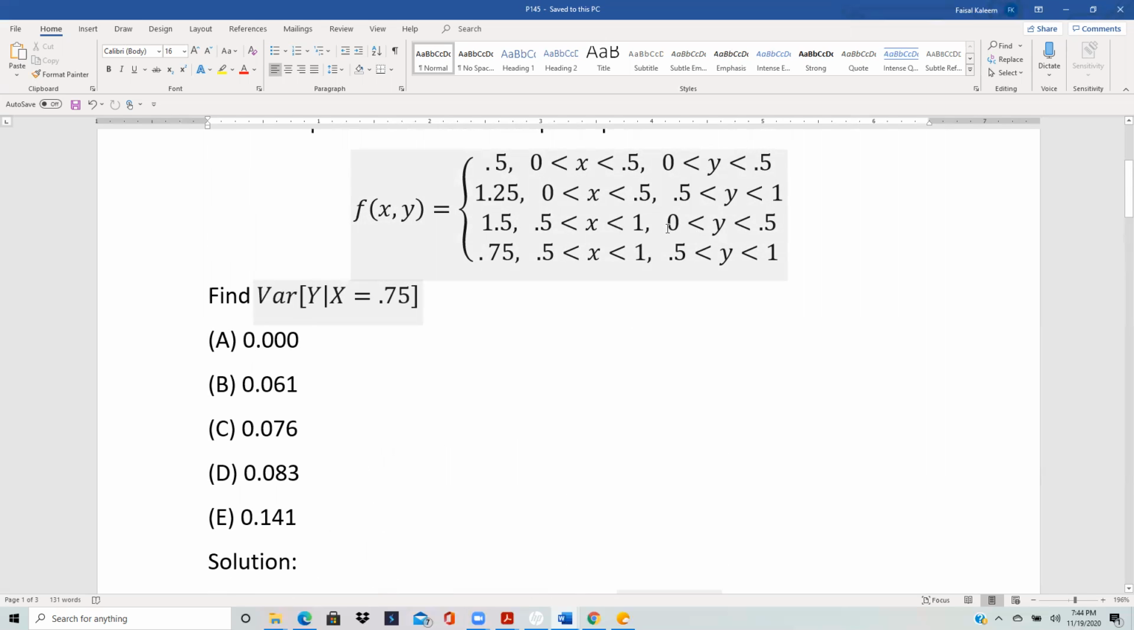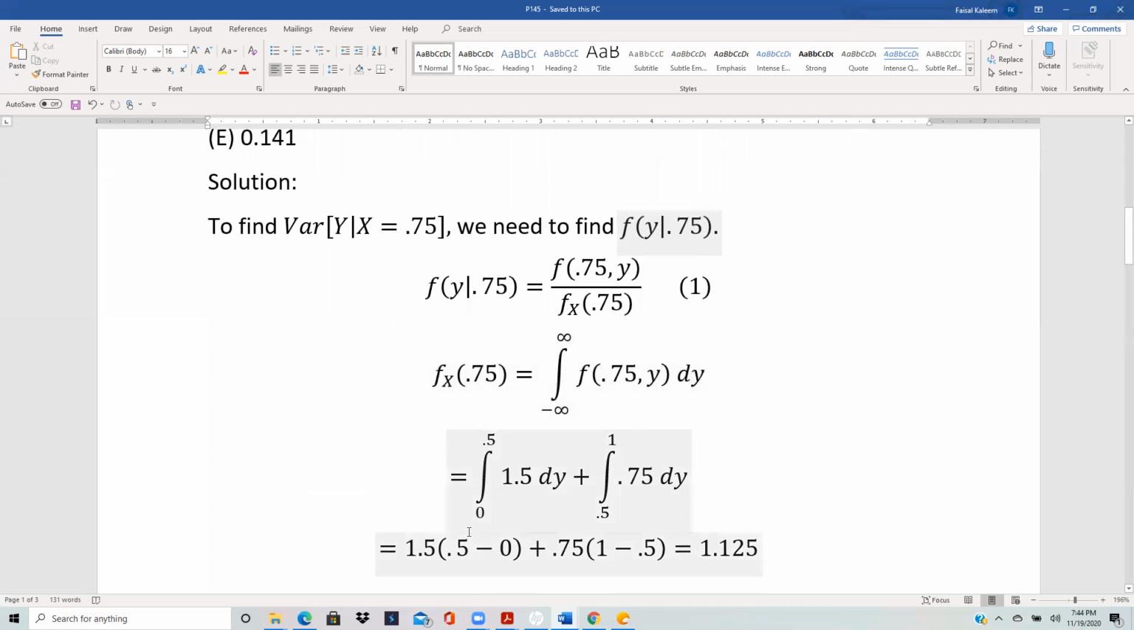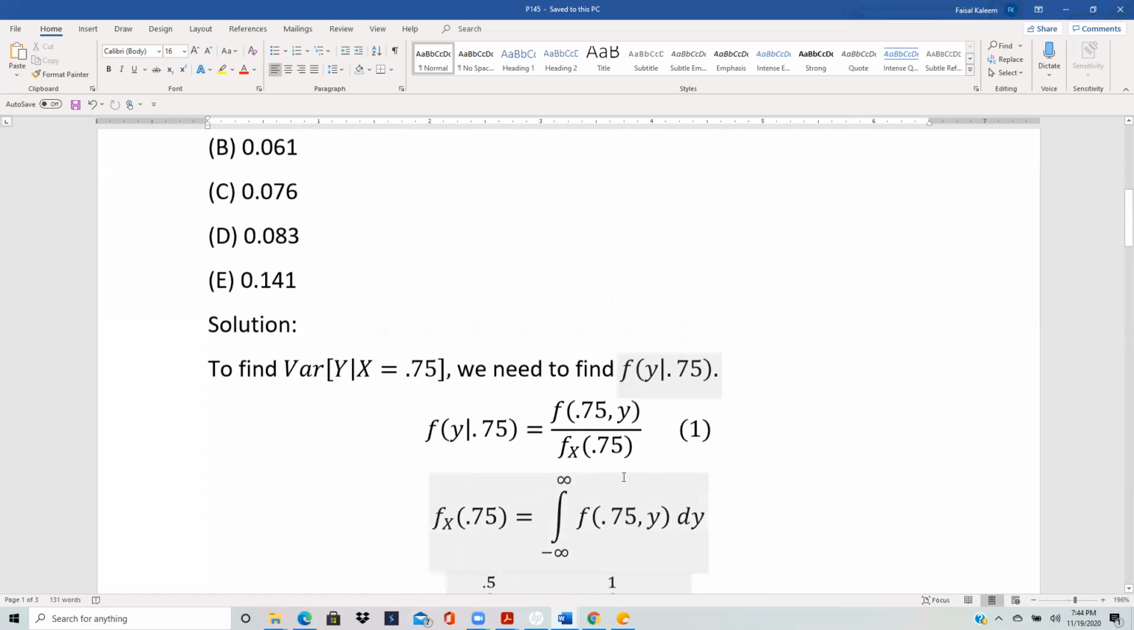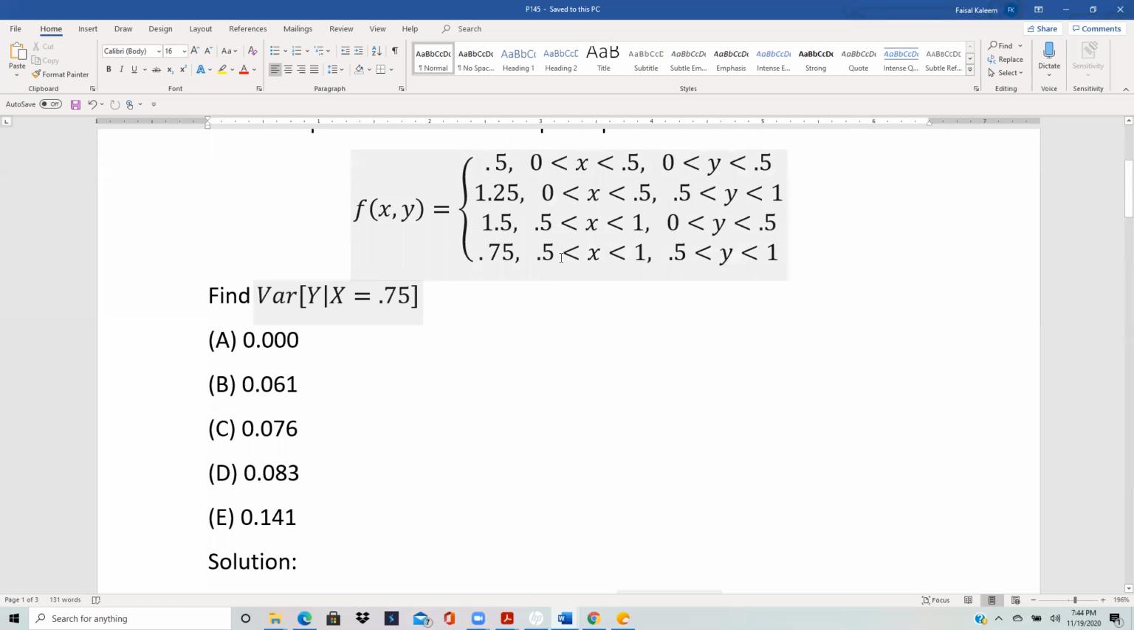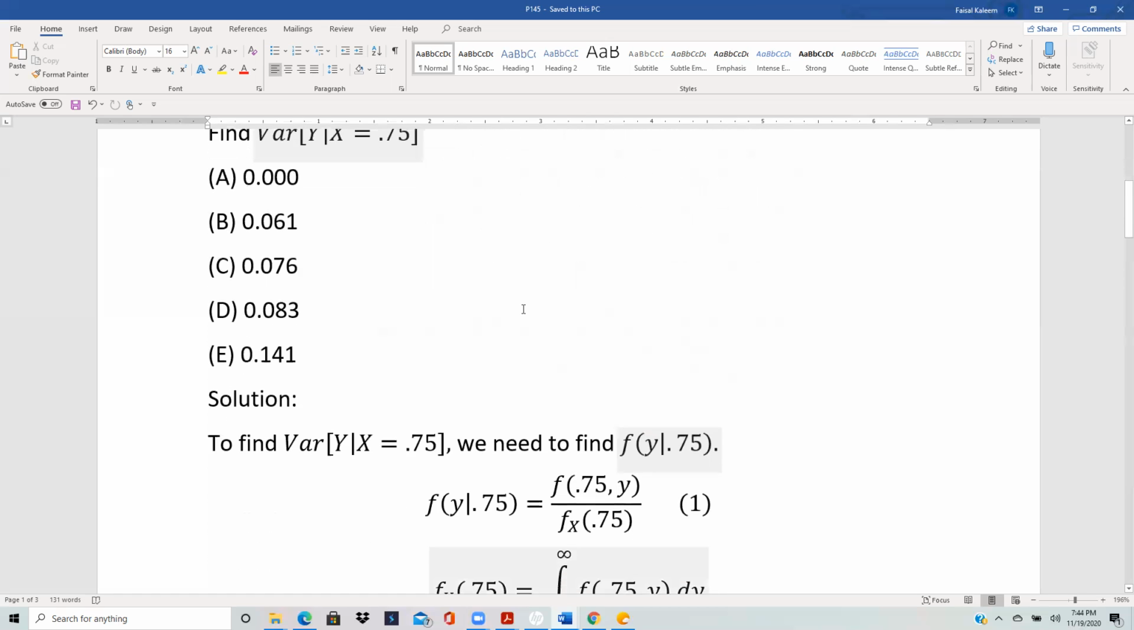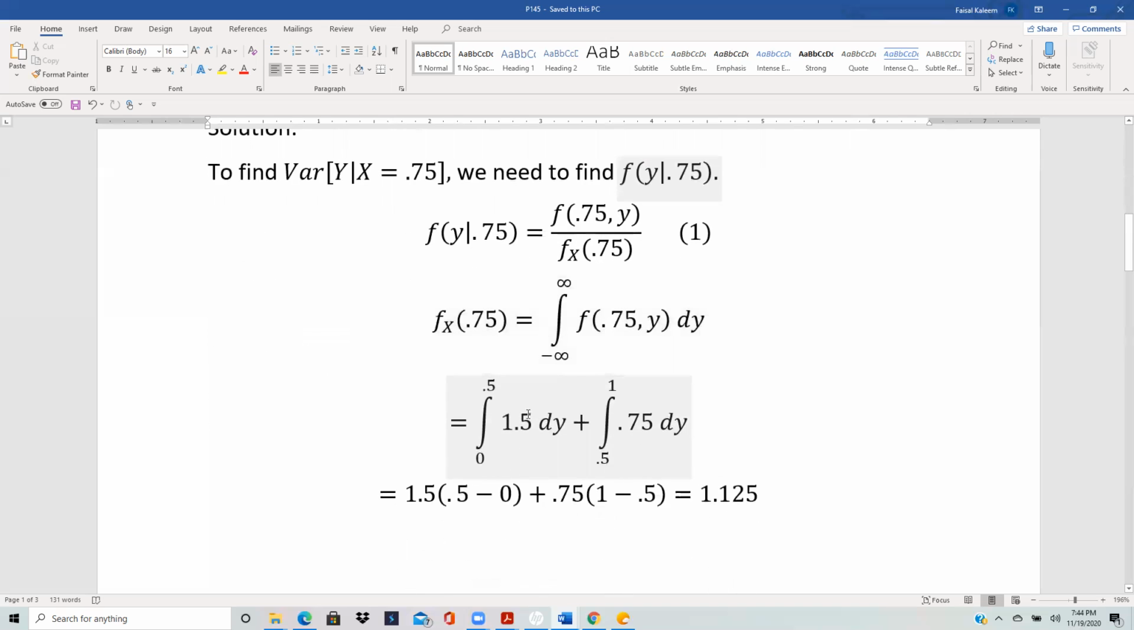So when y is between 0 and 0.5, the function is 1.5. And when y is between 0.5 and 1, the function is 0.75. So the integral of 1.5 is just 1.5y. When you substitute the y values, you get that. Similarly here, and we end up with 1.125.